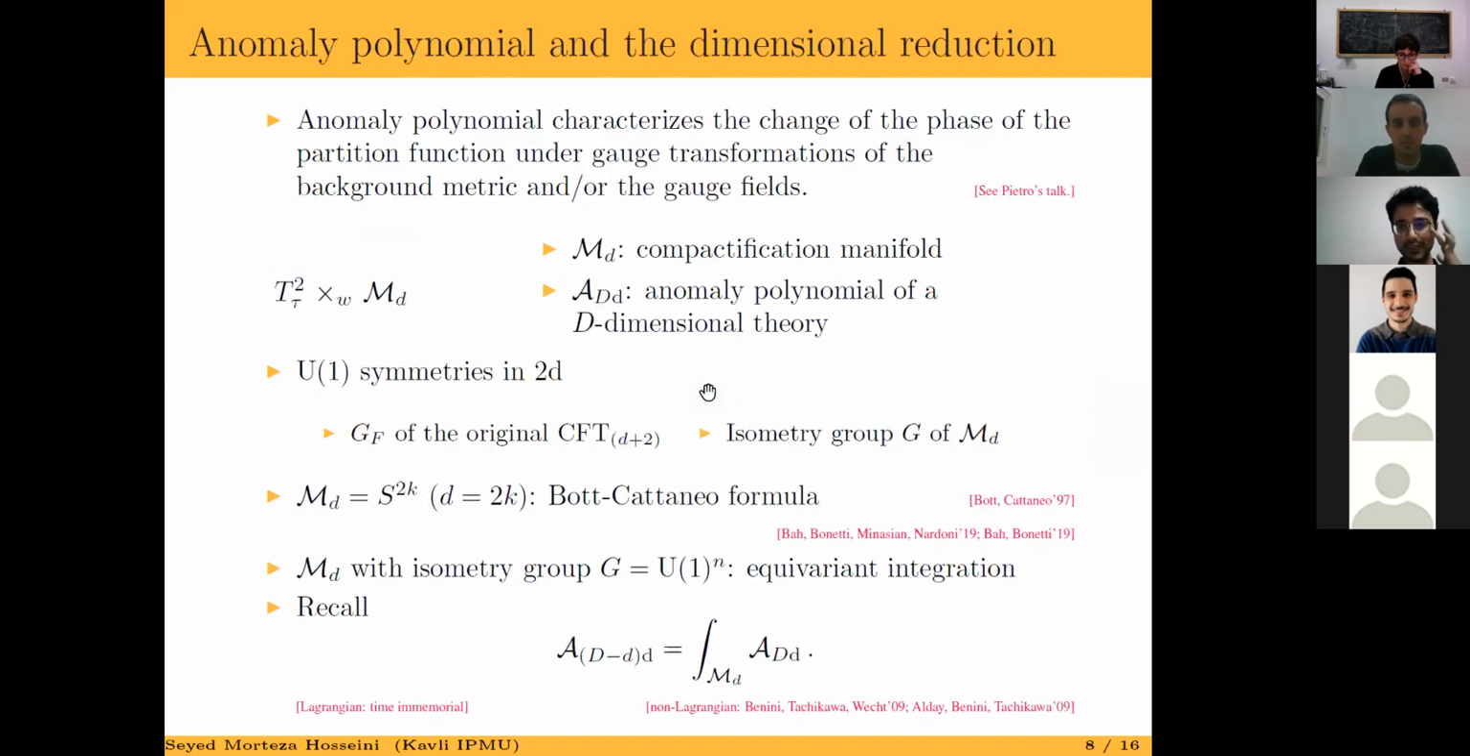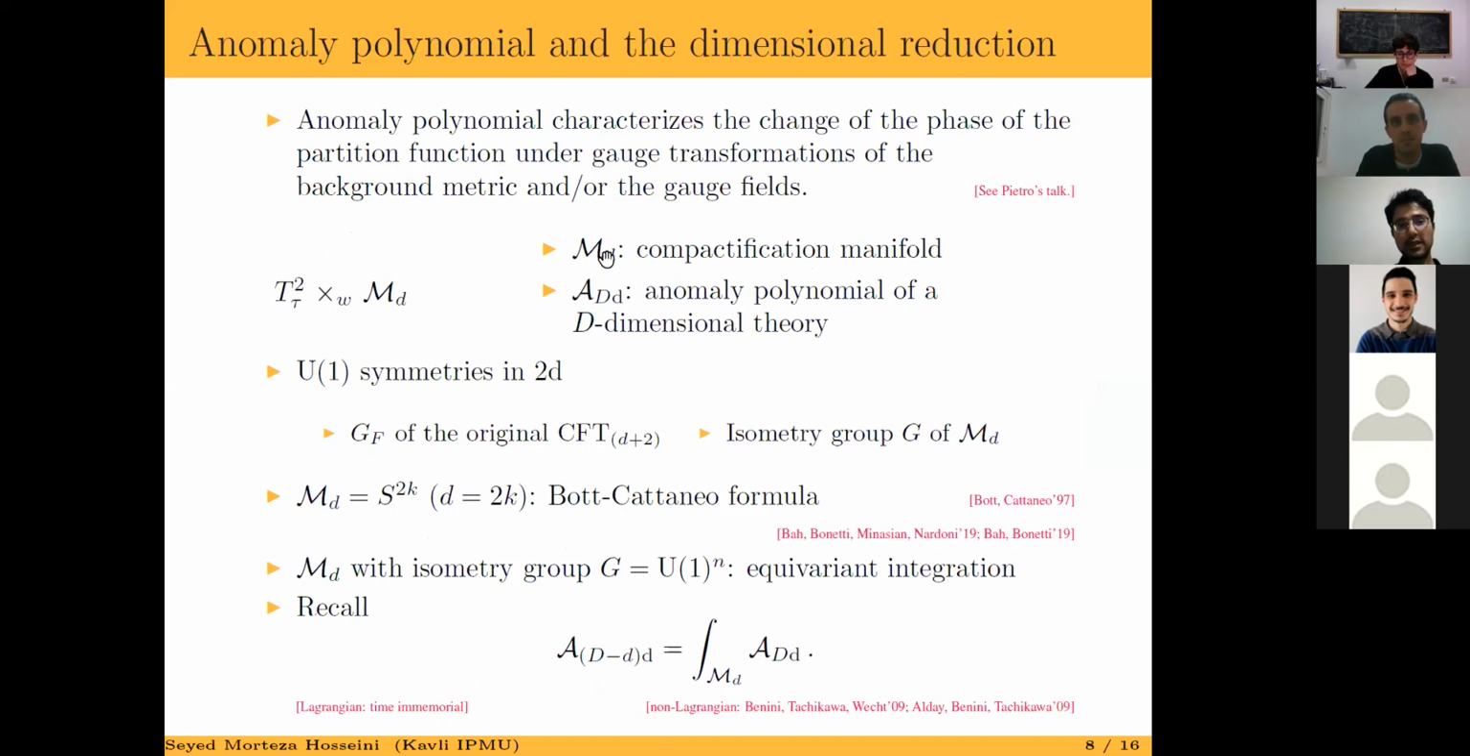So we already heard this in Pietro's talk. He gave a very nice introduction on the anomaly polynomial, but to make the talk a bit more self-contained, let me say a few more words. The anomaly polynomial characterizes the change of the phase of the partition function once you do some gauge transformation of the background metric or the gauge fields.